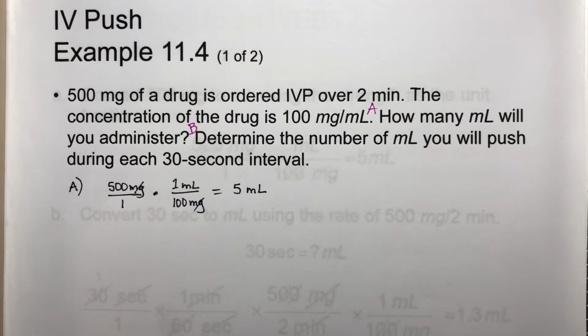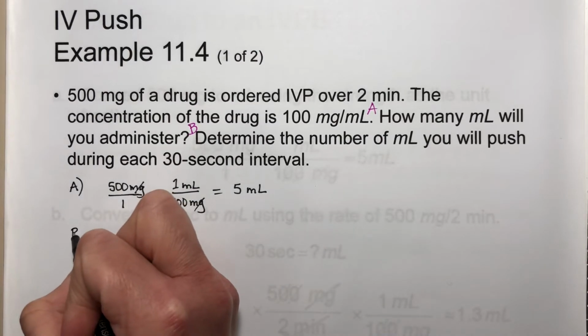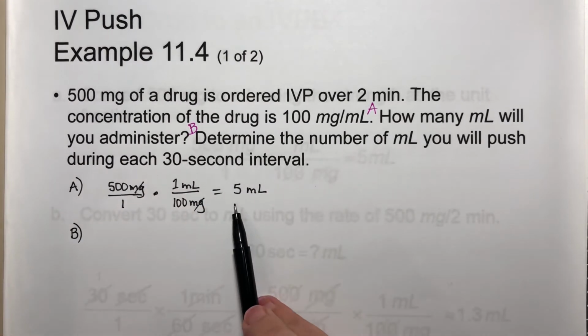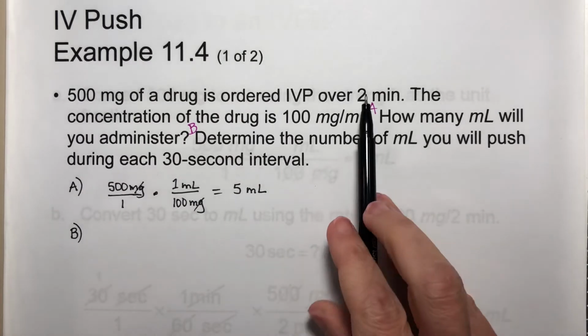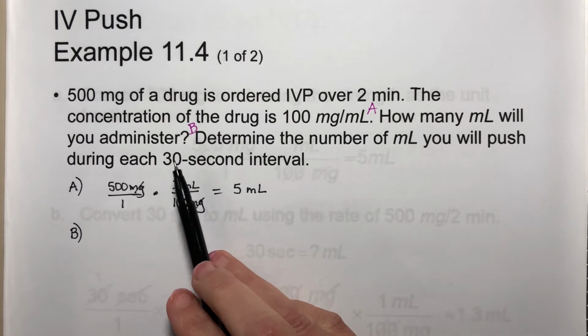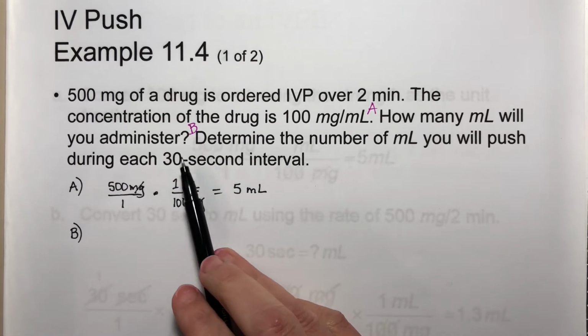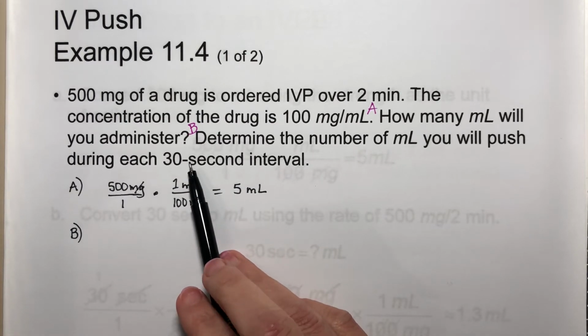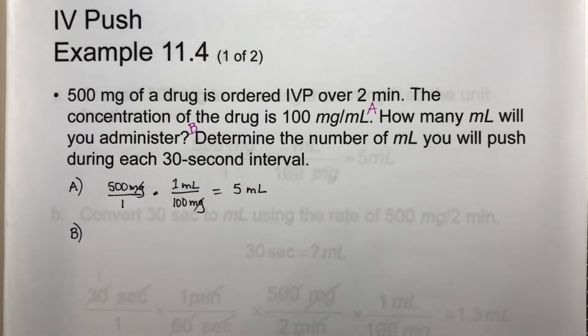Okay. Now, we're supposed to administer this much, and it's supposed to take 2 minutes total, and they want to know how much we have to administer during every 30 seconds. There are a couple of ways to approach this. You might naturally realize that 30 seconds is half of a minute.